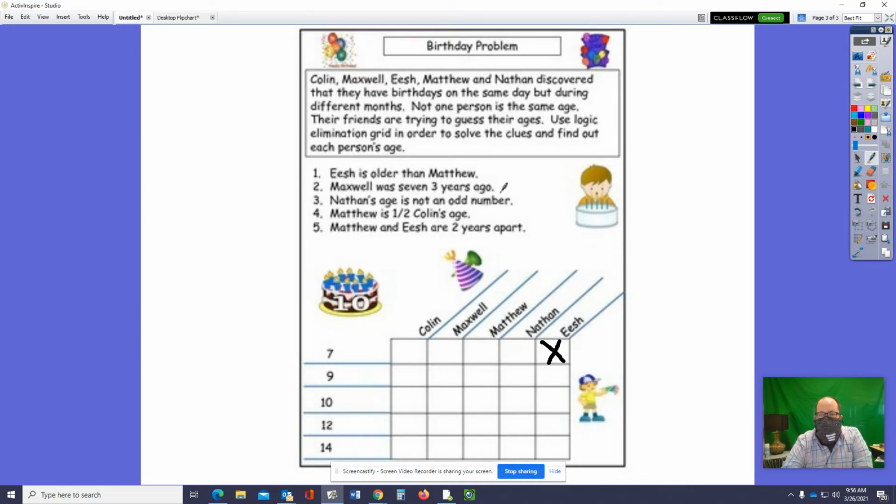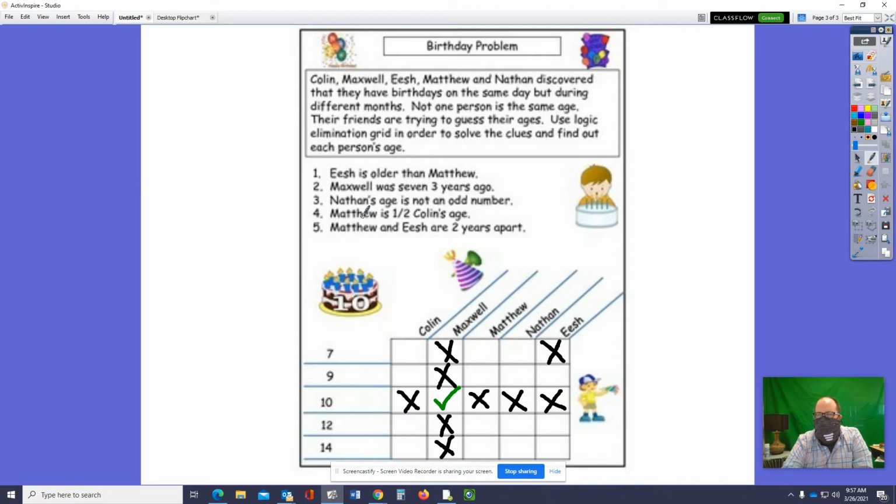Clue number two, Maxwell was 7 three years ago. So if he was 7 three years ago, then that means now Maxwell is going to be 10. So that does help us out. So we'll come down here to Maxwell, and I'm going to put a little check mark here where Maxwell is 10. And remember, if Maxwell is 10, then we can put X's on everything else that he's not. There you go. So we'll go ahead and X out all of his. And nobody else can be 10 either, so we're going to go ahead and put X's on all the rest of those there.